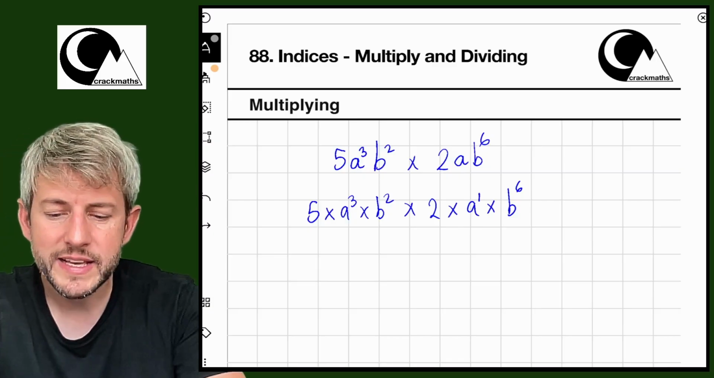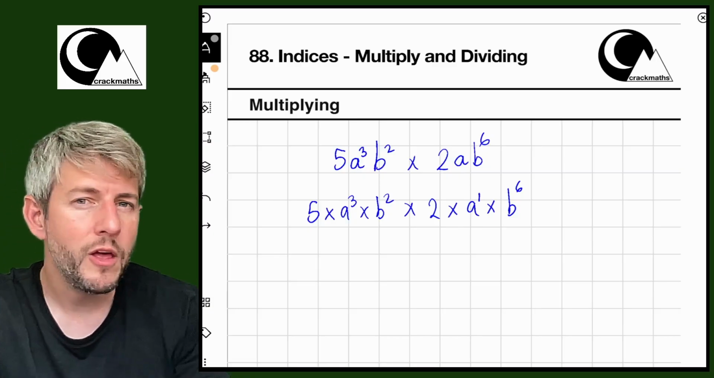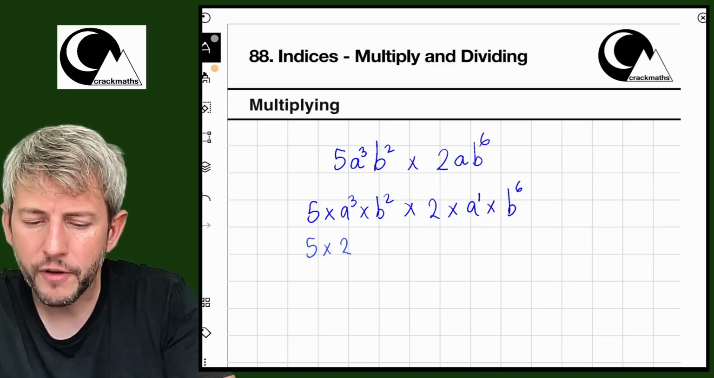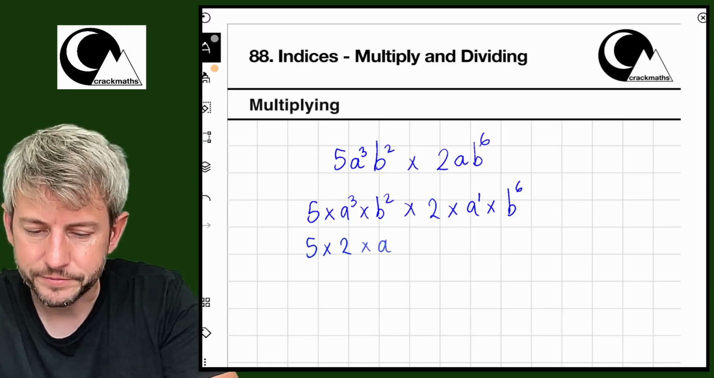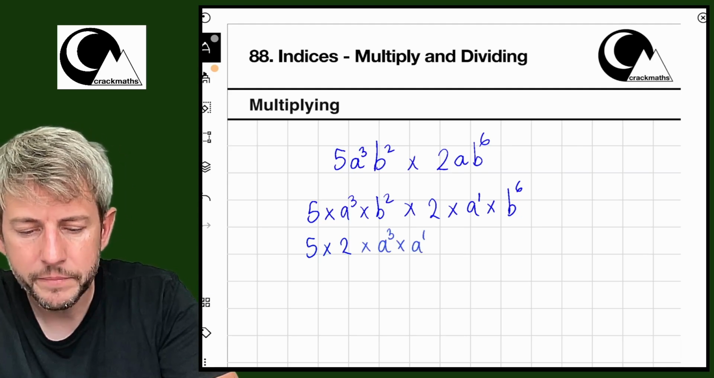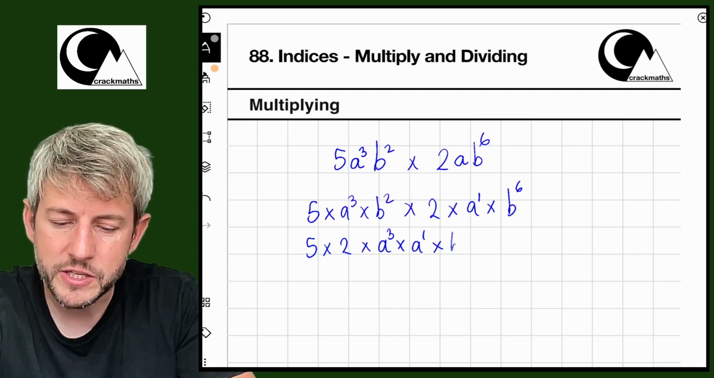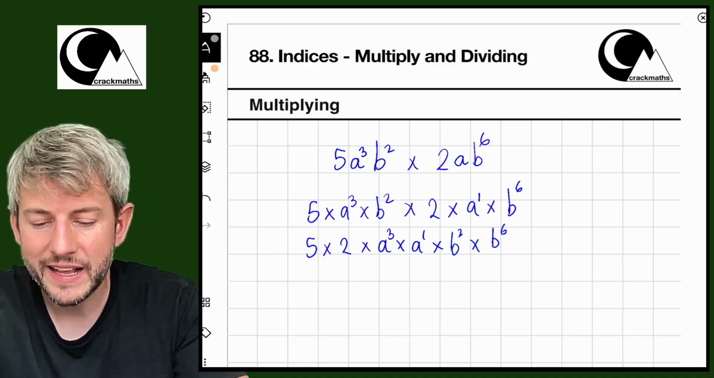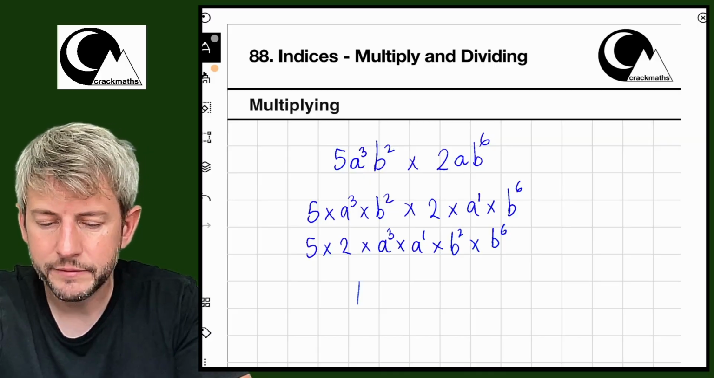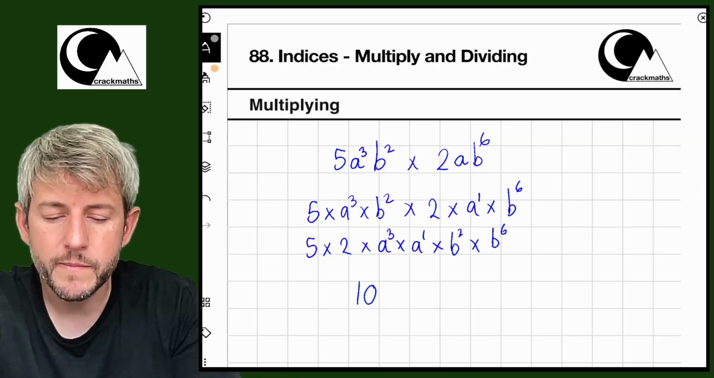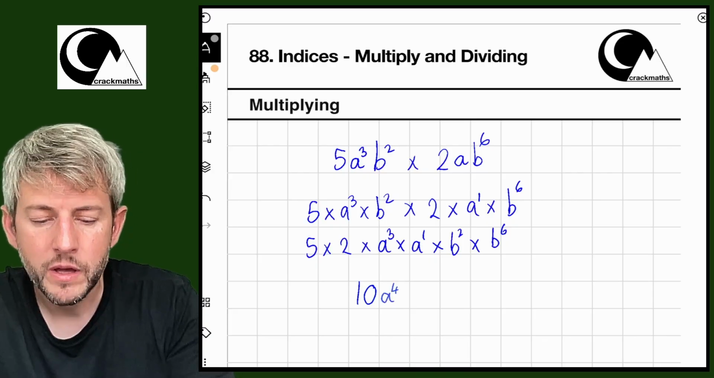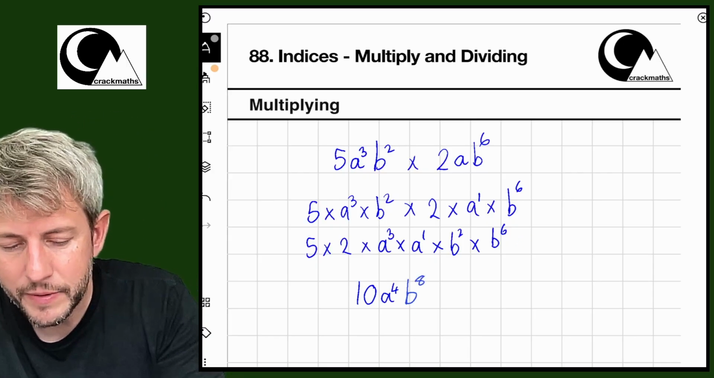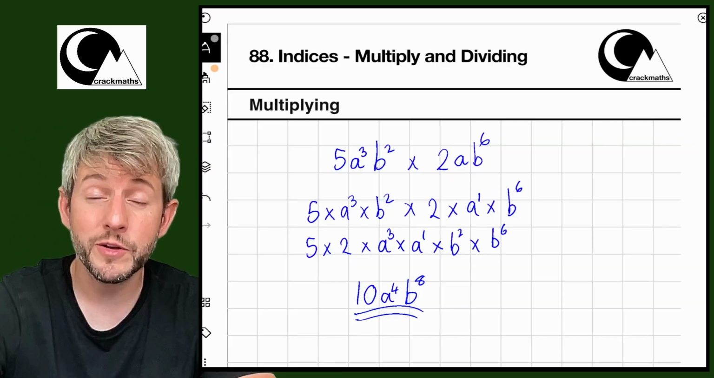Right, now remember, because these things are just all being multiplied together, I can think about them as the numbers first, 5 times 2, and then I'll do the a's, a to the 3 times a to the 1, and then the b's. So we've got b to the 2 times b to the 6, okay? And then we just collect them. So 5 times 2 is 10, a to the 3 times a to the 1 is a to the 4, b to the 2 times b to the 6 is b to the 8. So here we go. That would be the answer to this question here.